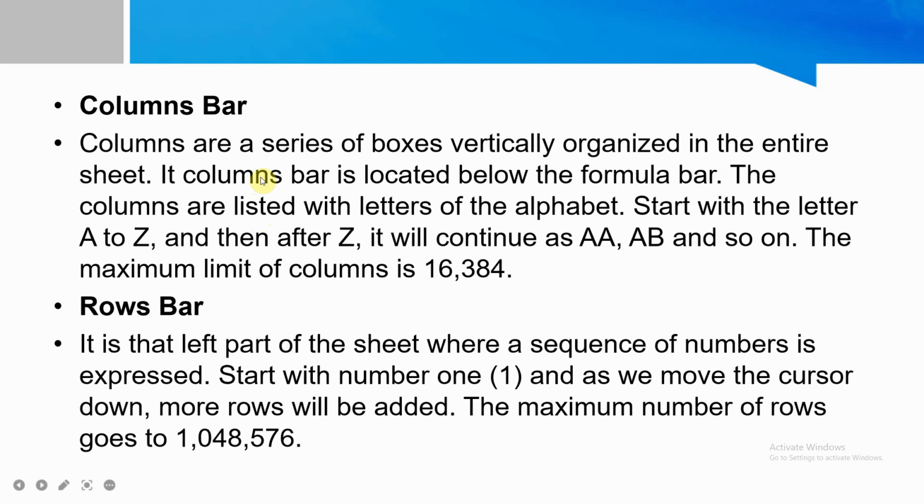Now the columns bar. Columns are a series of boxes vertically organized in the entire sheet. It is located below the formula bar, and the columns are labeled by letters of the alphabet, starting with A to Z, and then after Z, it continues with AA, AB, AC, etc. The maximum limit of columns is about 16,384.